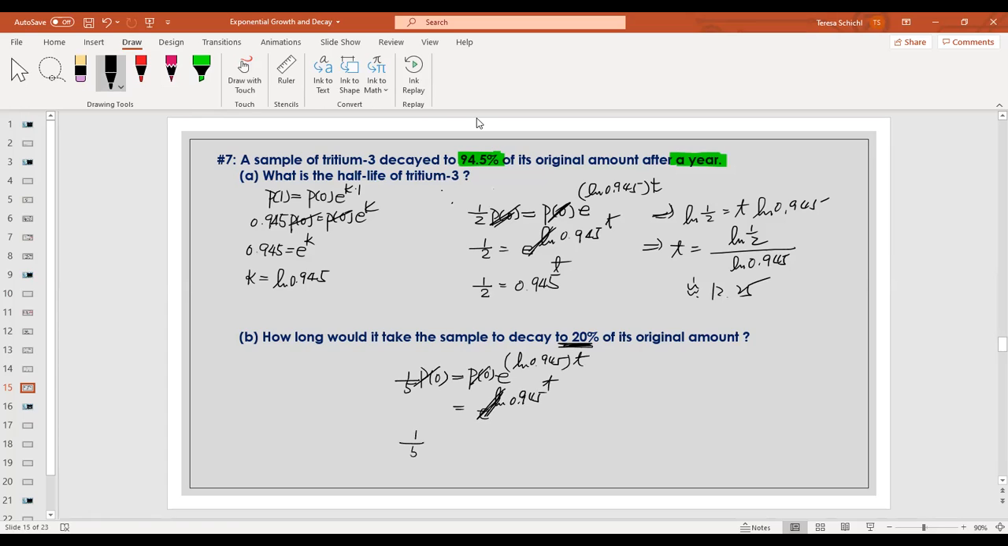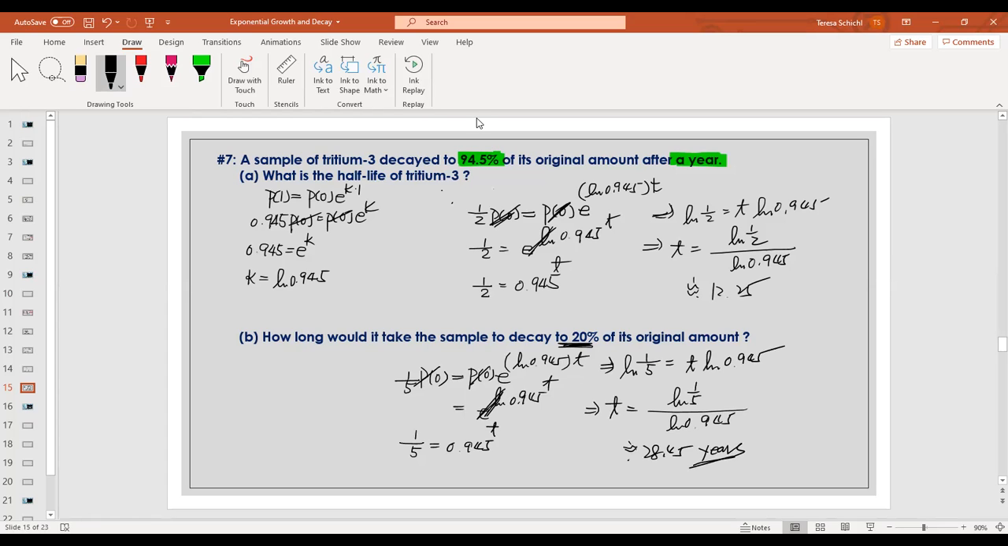So you will have 1/5 equal to 0.945 to the t. You do the same thing, you take the natural log of both sides, so natural log of 1/5 equal to t times natural log of 0.945. Correct? So what is t here? t will just be equal to the natural log of 1/5 divided by the natural log of 0.945. The t is equal to 28.45 years.